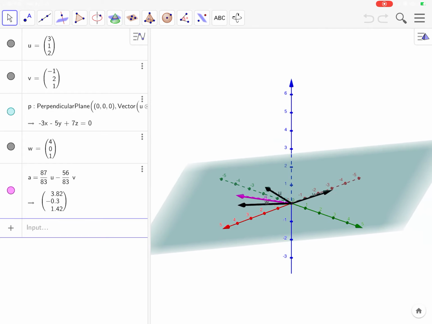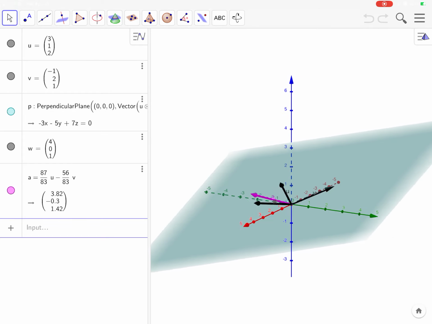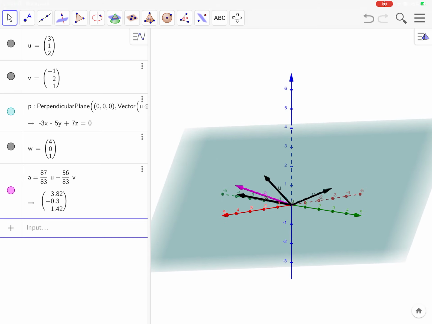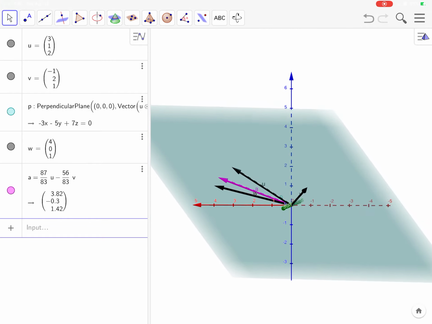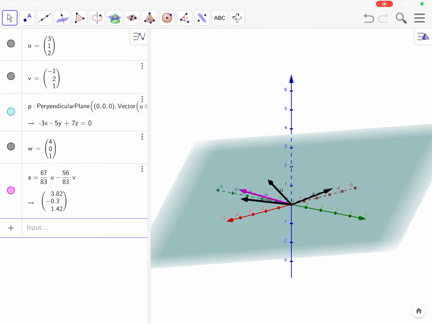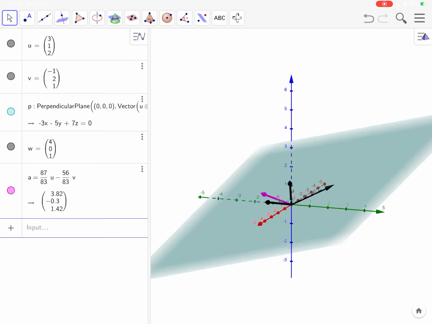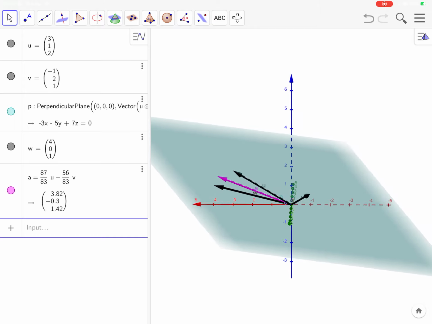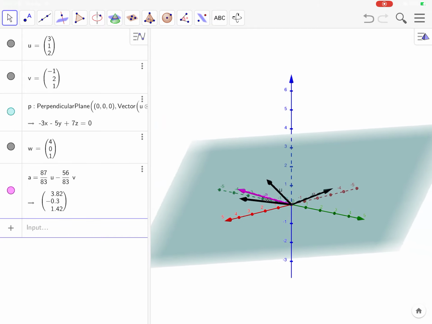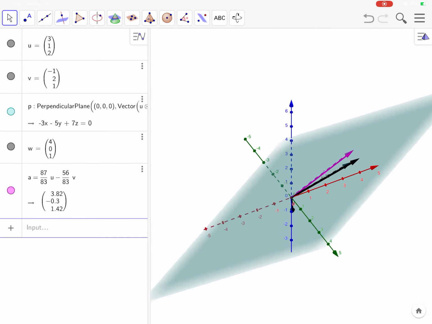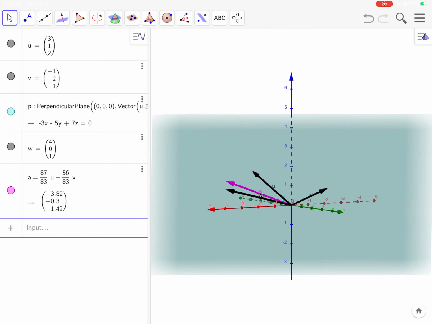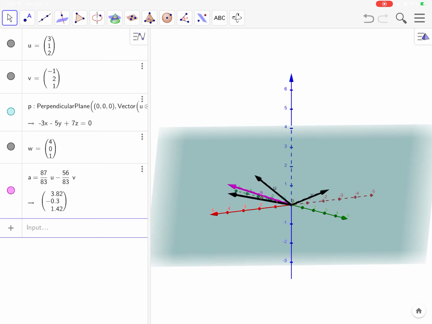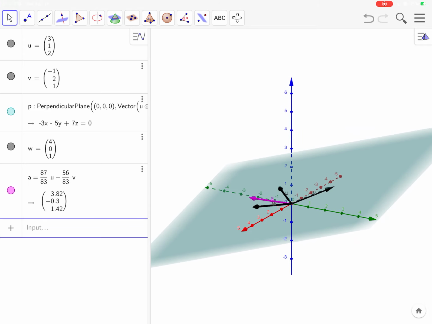Okay. And how I got this vector A was taking a linear combination of u and v, where 87/83rds was the coefficient on u, and negative 56/83 was the coefficient on v. And so A is the closest vector in the column space to the vector W. And so that's a best approximation solution.